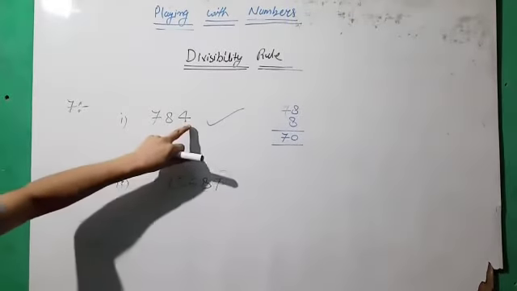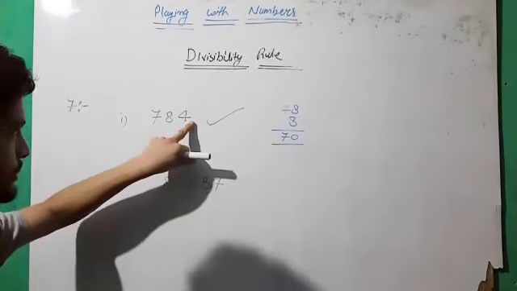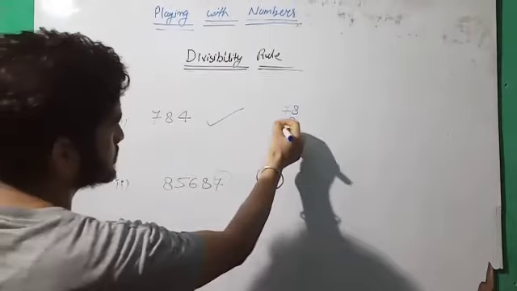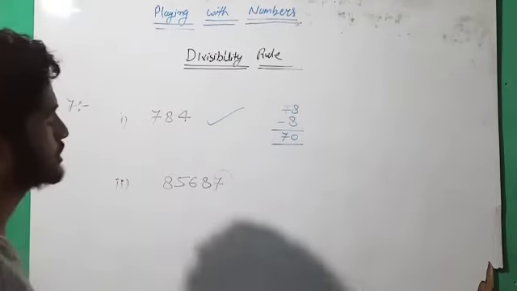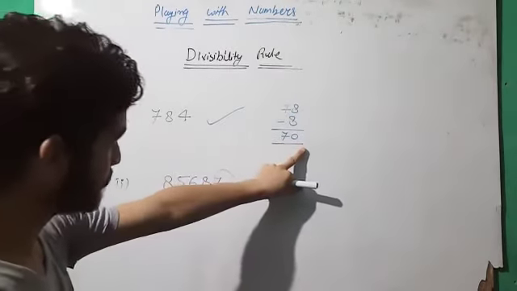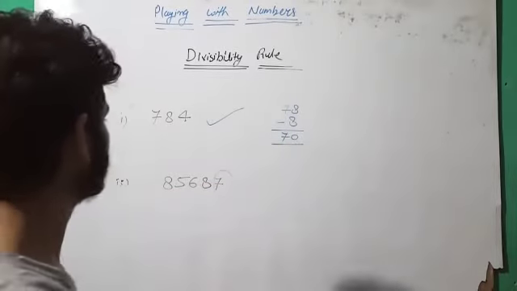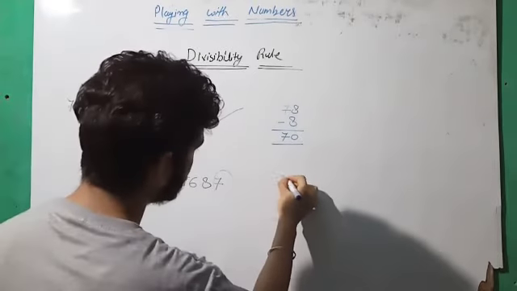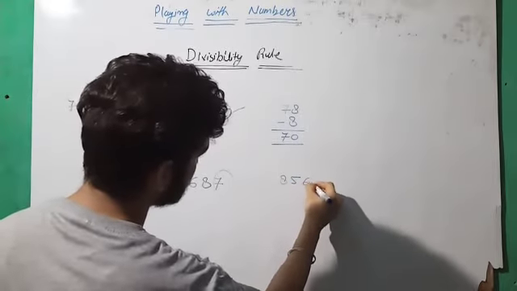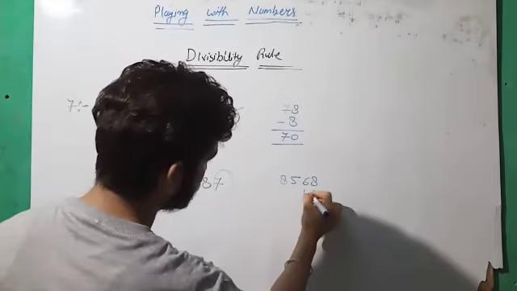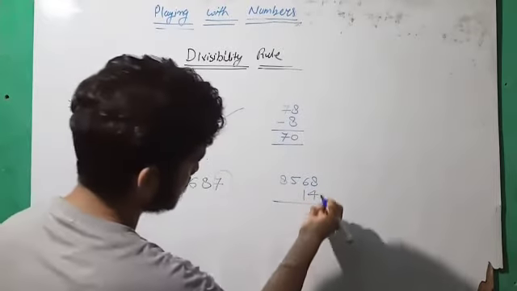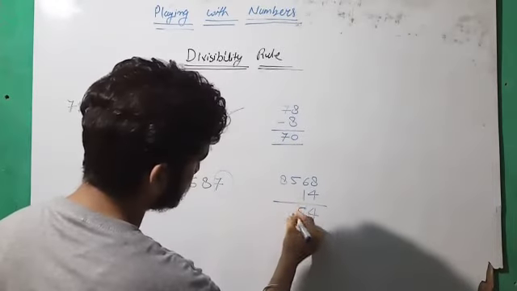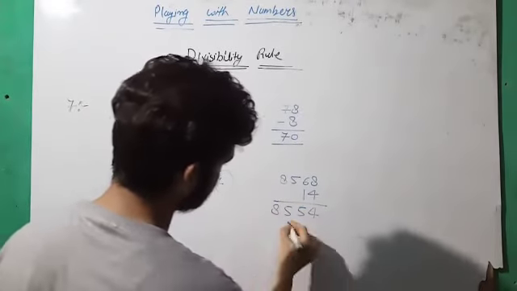Okay, first of all, double the unit digit, 8, and the remaining part of the number is 78. Subtract this from 78. If the remaining number is divisible by 7, then the number is divisible by 7. Again, one more example. Unit digit 7 doubled is 14, the remaining part is 8568. 8568 minus 14: 8 minus 4 is 4, 6 minus 1 is 5, leaving 855 8.